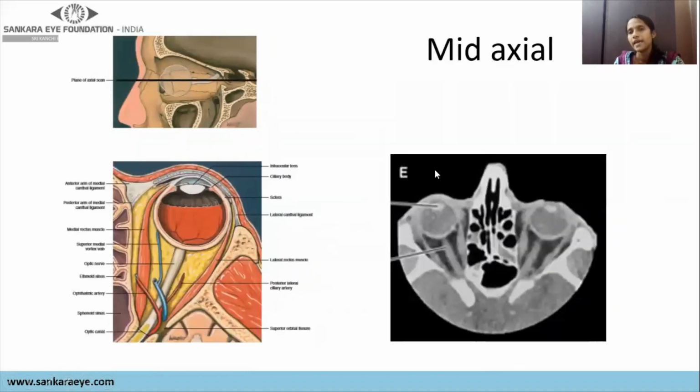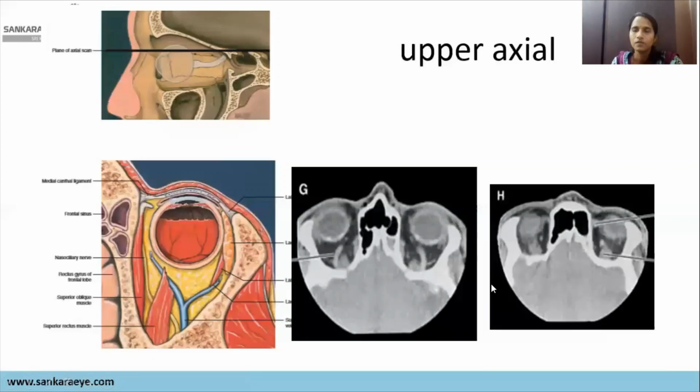And in the mid-axial scan, you will see the maximum circumference of the globe, the lens, and then the entire length of the optic nerve, the extraocular muscles lining the adjacent wall. And here there is an optic canal, and this is the superior orbital fissure. Adjacent to it is the ethmoid sinus, posterior to it is the sphenoid sinus.